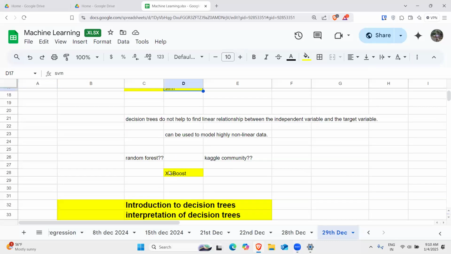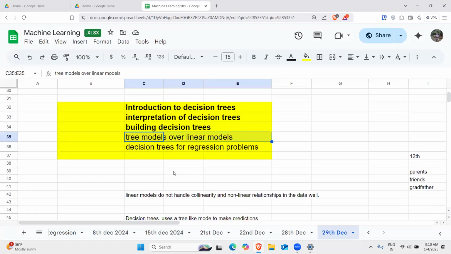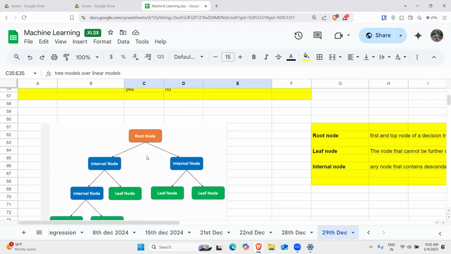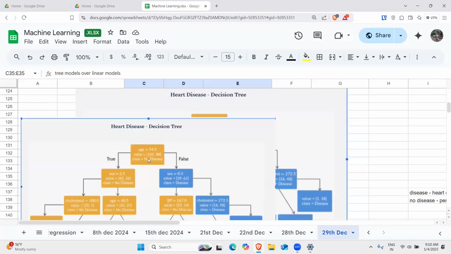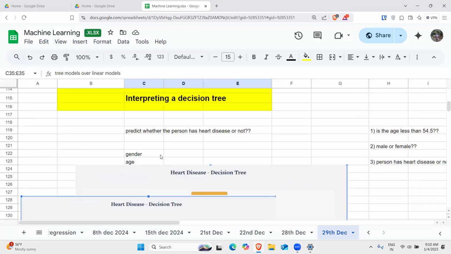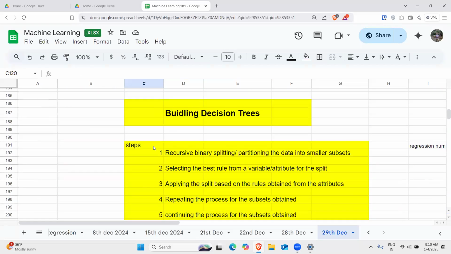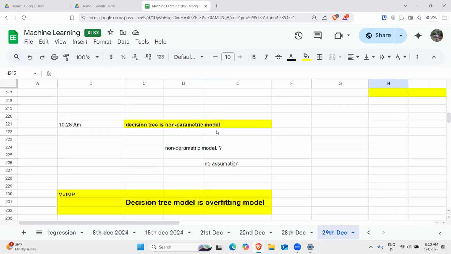Right. Okay. So in the last session, we started with the introduction to decision tree, its interpretation, and building decision trees. We have seen several advantages of tree models over linear models, and we have seen some terminologies associated with decision tree, and how it helps us with interpretability. Then we have taken some examples. These are the steps, right? Greedy approach we have discussed.